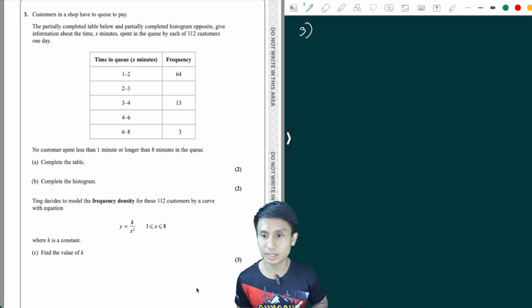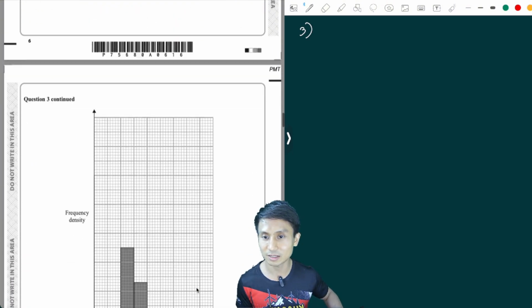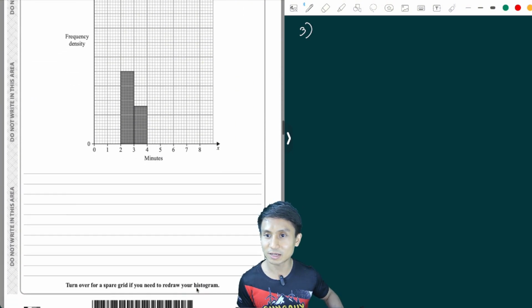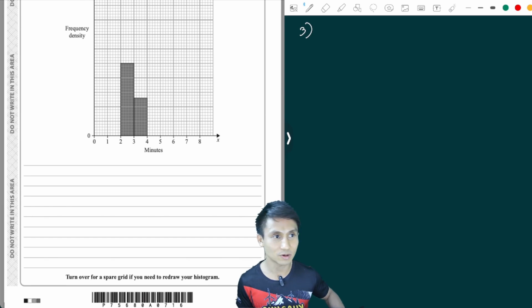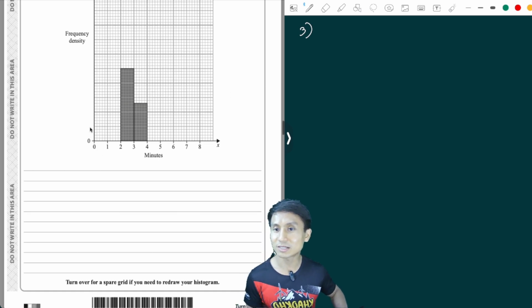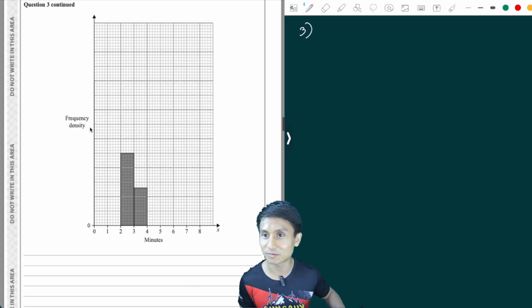So the 2 to 3 class here is missing the frequency. So let's have a look at the histogram. I need to hang on, I need to turn do not disturb on first. Okay, let's have a look at the histogram here.